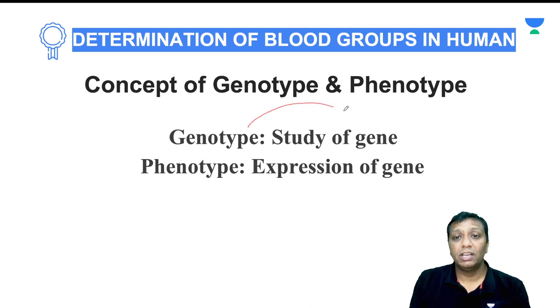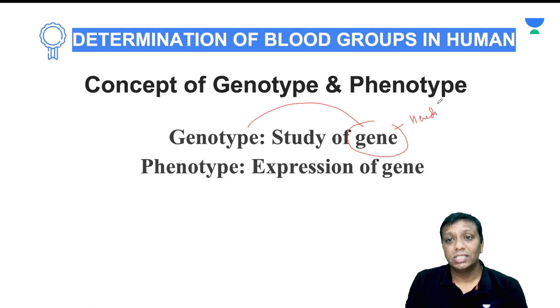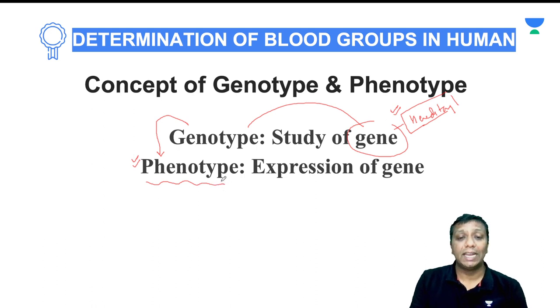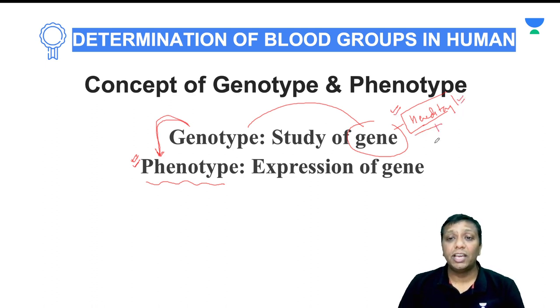Genotype is the study of genes, and genes are those which go from generation to generation as hereditary characters. In the previous lesson, I explained the genes in proper detail. And phenotype is the expression of the gene, whatever look and appearance and characters you have. The reason behind the phenotype is the gene, which you got from your parents. Hereditary characters means those characters go from generation to generation.